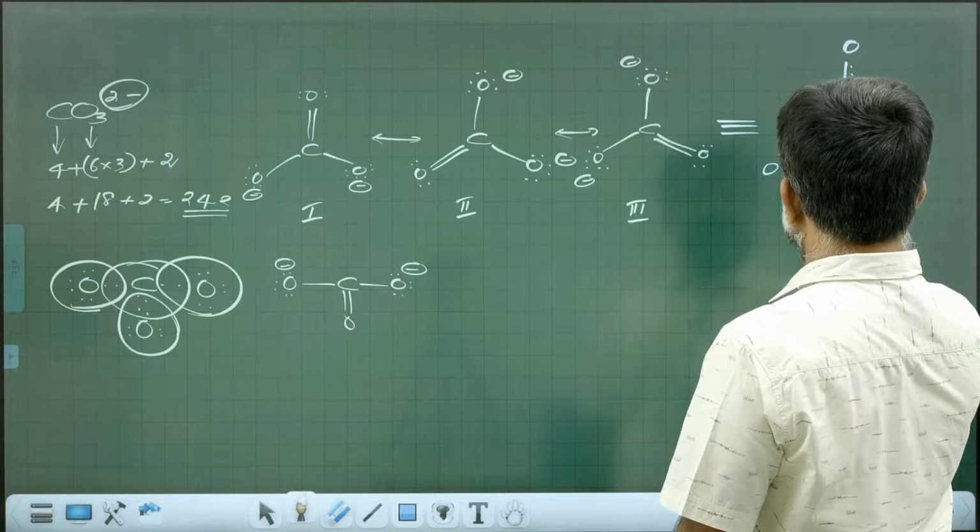Is it clear? So that is the way we draw the Lewis electron dot structure. At times we come across molecules like carbonate that we are unable to represent with a single structure. We will be going for multiple structures, and that phenomenon we call resonance. Hope it is clear.